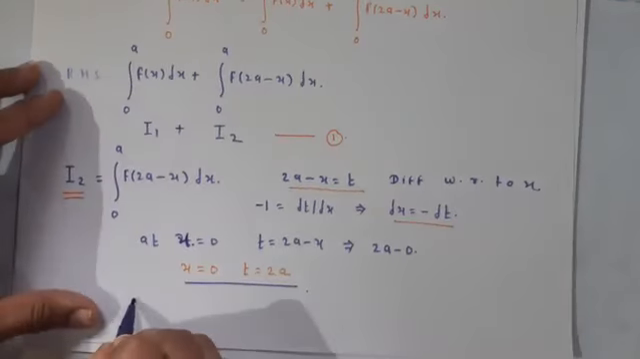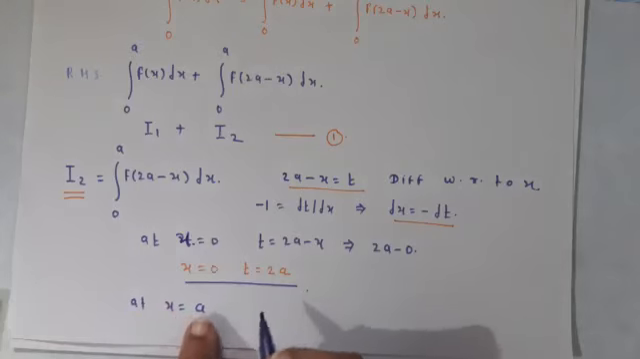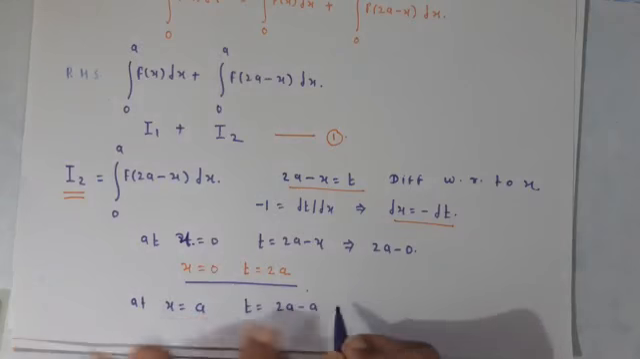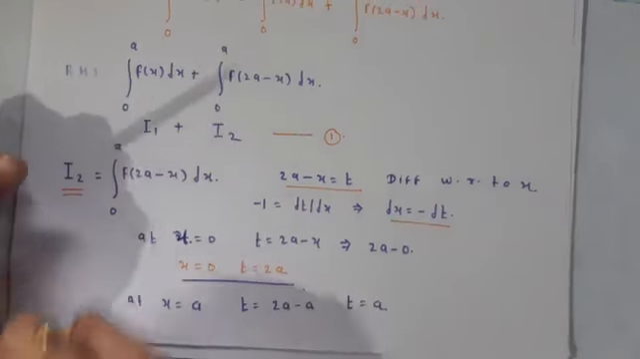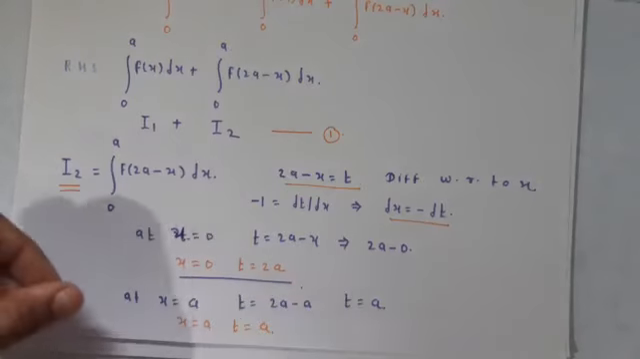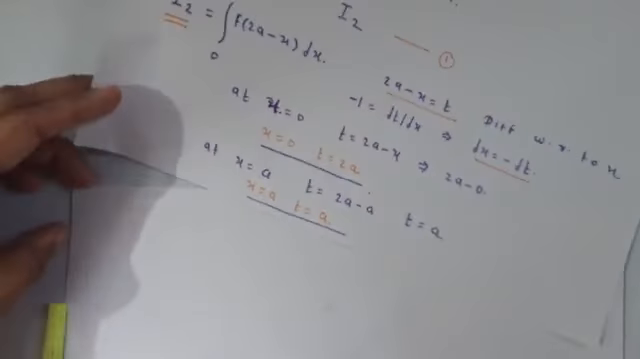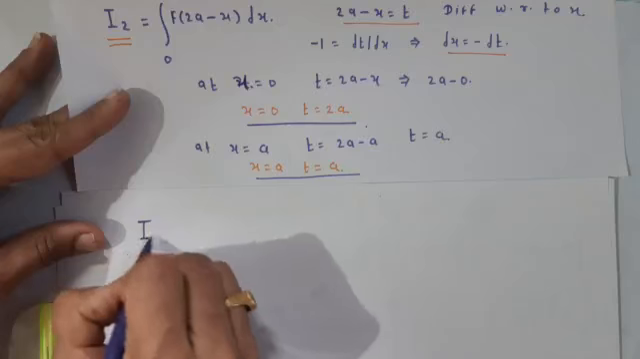Okay. Now, at x equal to a, the upper limit is a. At x equal to a, t equal to 2a minus a, that is t equal to a. Therefore, at x equal to a, t is also a. Okay, and now we have the new limits of integration and our required integration I2. We are solving the second integration, I2.